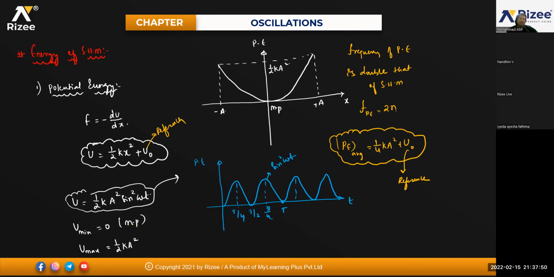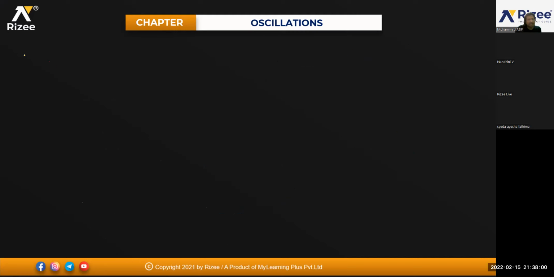Okay, so it is minimum at the mean position and maximum at your extreme position. Sine square graph, potential energy versus time graph is this one, and this is a potential energy versus your X graph. Next one is kinetic energy.